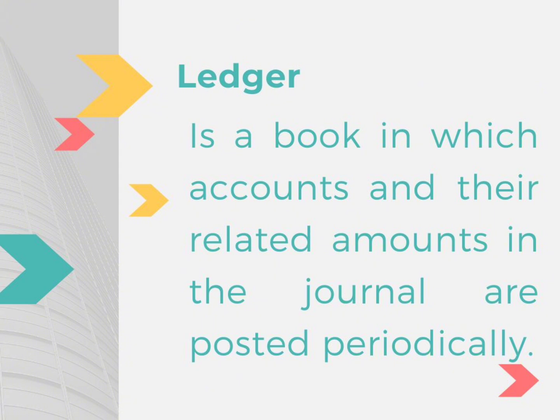Today, we will discuss the second step in the accounting cycle called posting. Posting is the transferring of information from the journal to the accounts in the ledger. The ledger is a book in which accounts and their related amounts in the journal are posted periodically. And now, let's continue the process in posting.